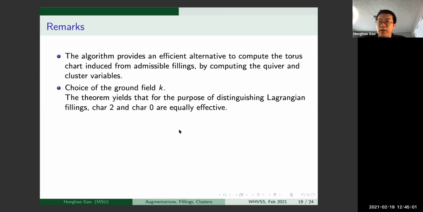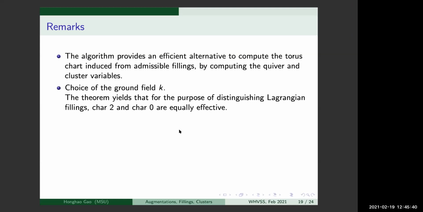Another thing I want to remark is that in the theorem, there's a choice of the ground field K, because I guess for the experts, the augmentations can be defined over different fields. And what the theorem really yields is that for the purpose of distinguishing Lagrangian fillings, characteristic 2 and characteristic 0 are equally effective. It's not like we don't want to work with 0, but for this purpose, we don't have to. Surprisingly enough, characteristic 2 suffices.